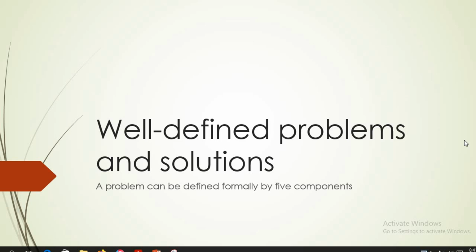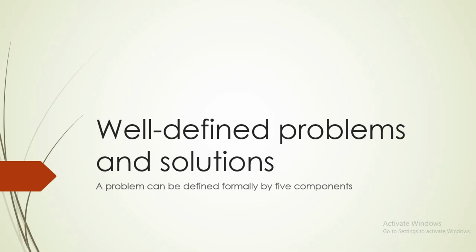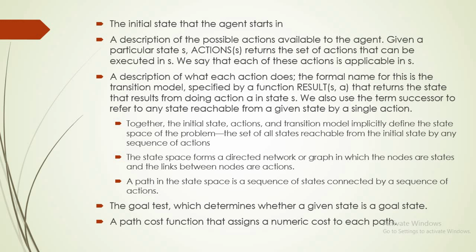Let's continue taking a closer look at our problem solving agents. We need to be able to understand and to be able to define problems and solutions. So a problem can be formally defined by 5 components.